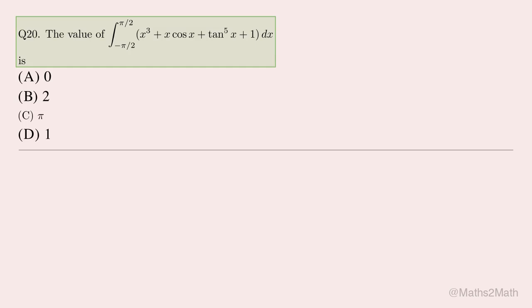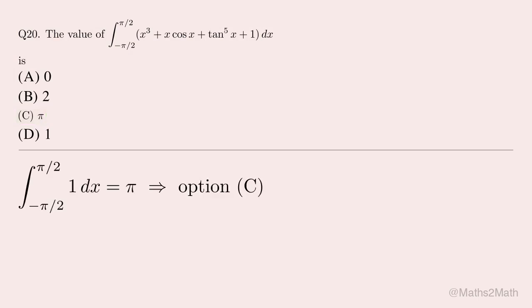Question 20, multiple choice. Sort the terms by parity. 3 odd terms and 1 constant. X cubed, x cosine x, and tangent to the 5th are all odd. They vanish on the symmetric interval. Only the one survives, integrating to pi. Option C.